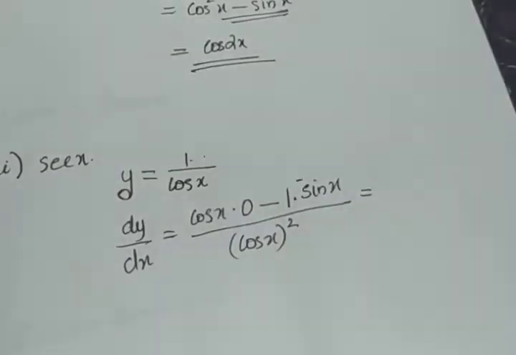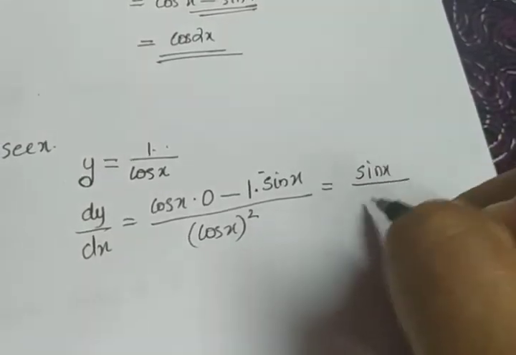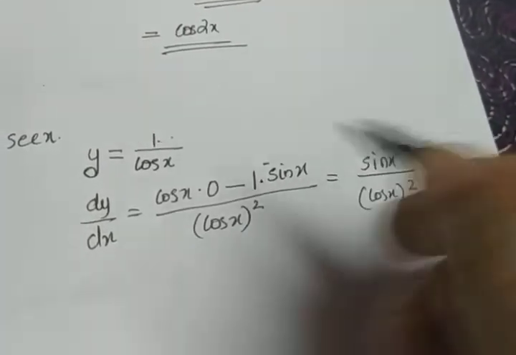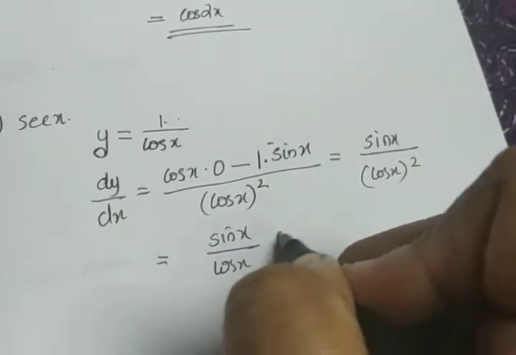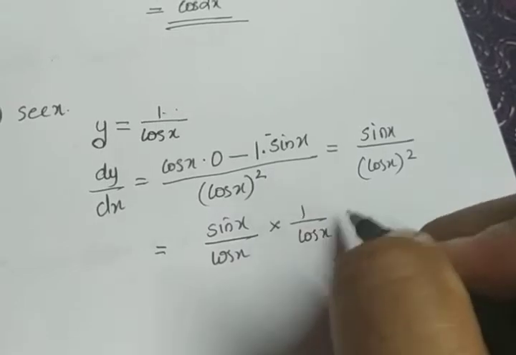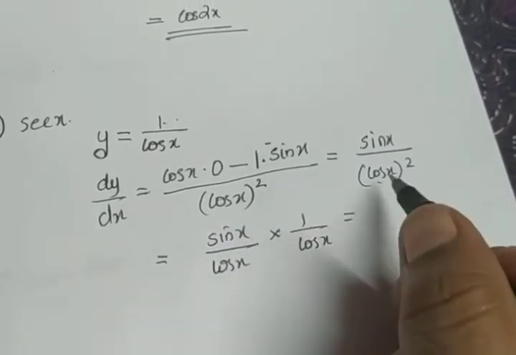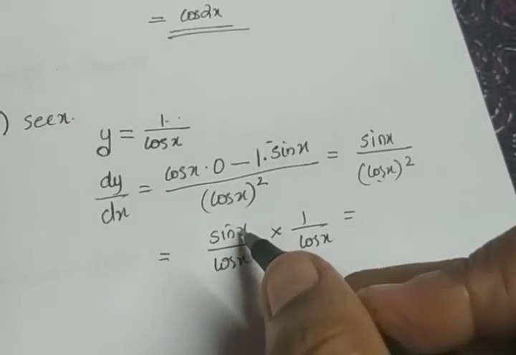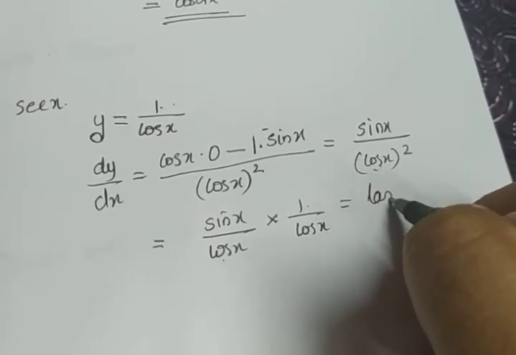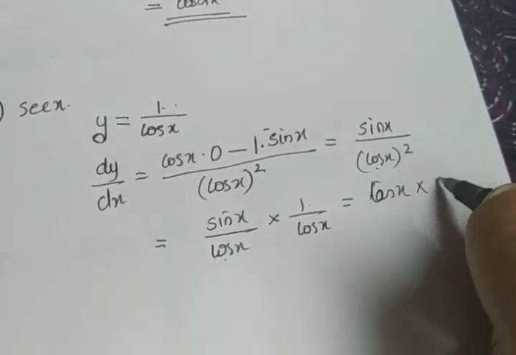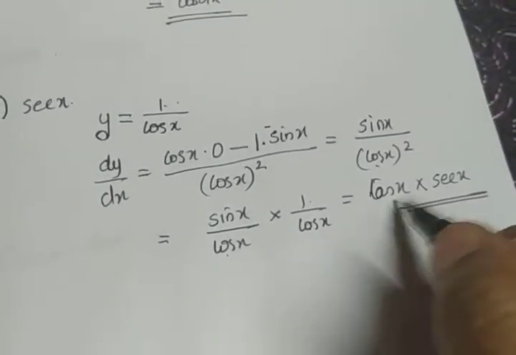Cos x into 0 gives you 0, and minus 1 into minus sin x gives you sin x divided by cos x the whole square. Rewrite the term like this, sin x by cos x into 1 by cos x. Denominator contains cos x the whole square, so how we split the term, 1 cos x we gave to sin x by writing sin x by cos x into 1 by cos x. What is sin x by cos x? It is tan x into, what is 1 by cos x? It is sec x. So derivative of sec x is sec x into tan x.